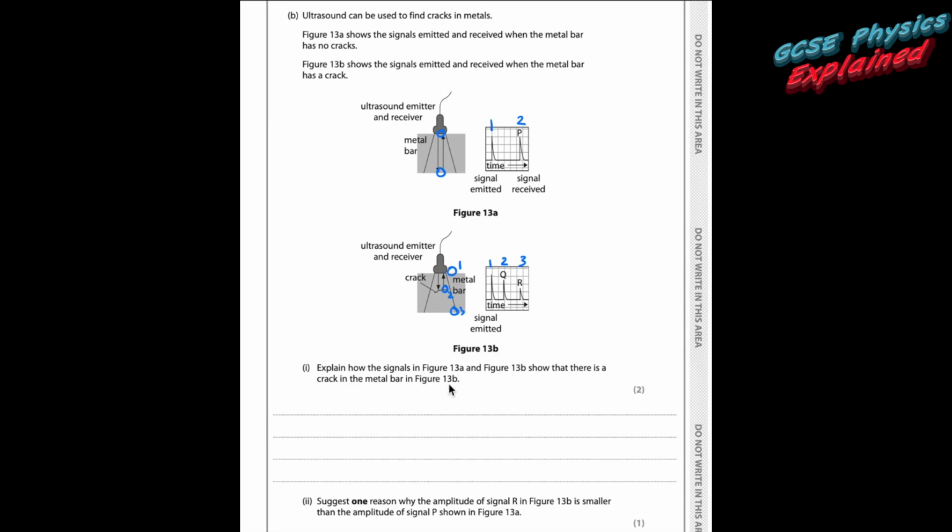Part 1. Explain how the signals in figure 13A and 13B show that there is a crack in the metal bar in figure 13B. So if we say this is the base of the metal, which would be this reflection here and this reflection here, and remember 1 was the upper surface. This reflection 2 has happened before reflection 3, so it means I'm getting a reflection before the sound gets down to the base of the metal.